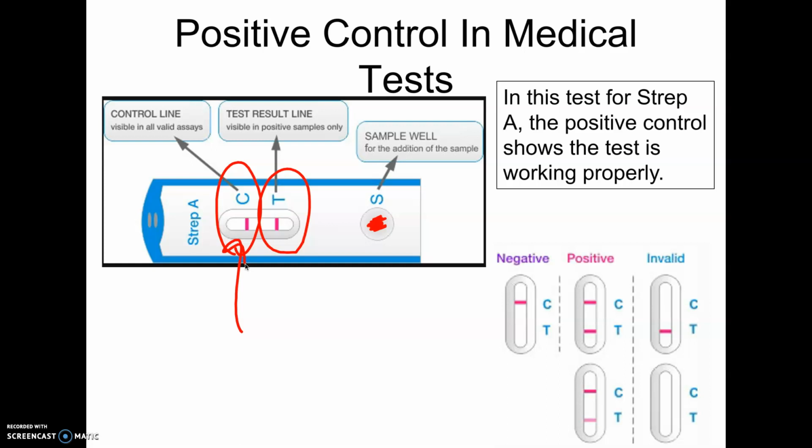So even if you don't have strep, the control line should light up. If you do have strep, the control line should light up. If the control line doesn't light up, something's wrong with the test. So a positive control group is something that we know should test positive. It's something that clearly we know does give the results.